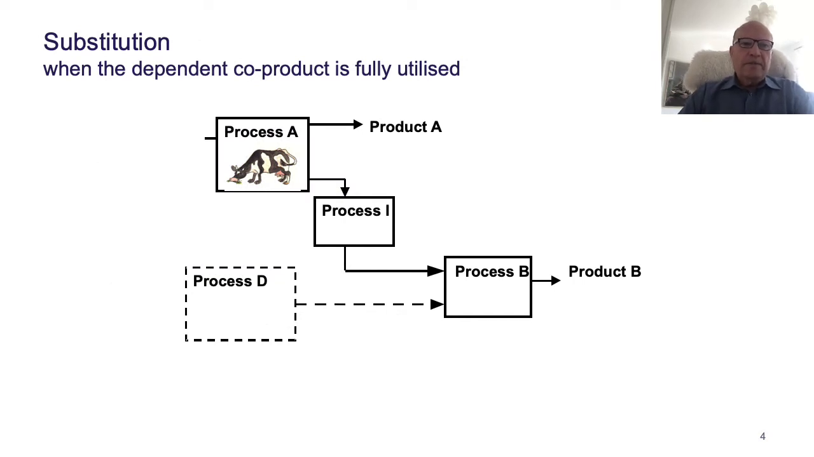In the situation where the dependent co-product is fully utilized, substitution works in this way. First, we have the determining product. In this example, milk from a dairy cow. With this milk production, there will be a dependent byproduct, the meat output. Now that will then substitute another process, which is beef cattle, that produces the same amount of meat.